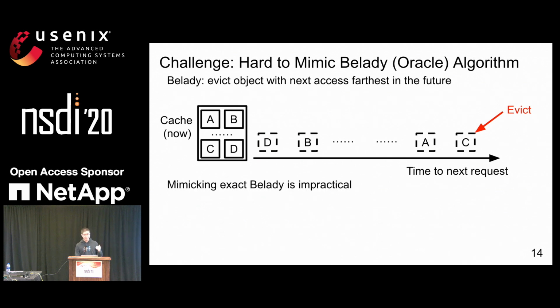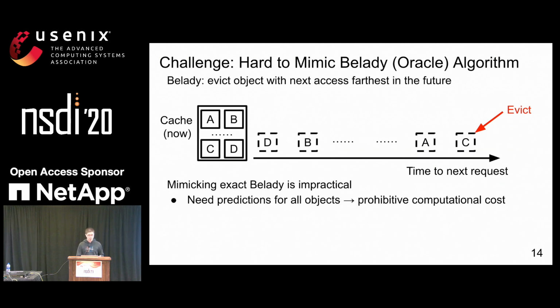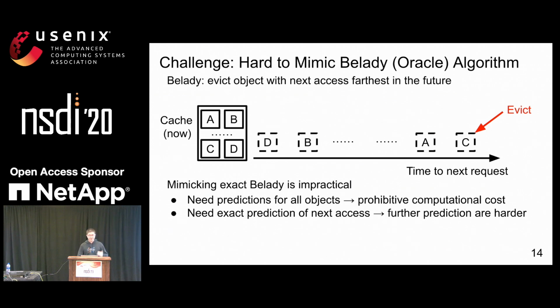However, we find that mimicking exact Belady is difficult. There are two reasons. One, to find the object with access furthest in the future, we need to run predictions for all objects, and this happens on every eviction. This will introduce a prohibitive computation cost. Second, to find the furthest object, we need an exact prediction of next access. However, in practice, we found that predictions are inaccurate. And what's worse is that the furthest predictions are the most inaccurate.